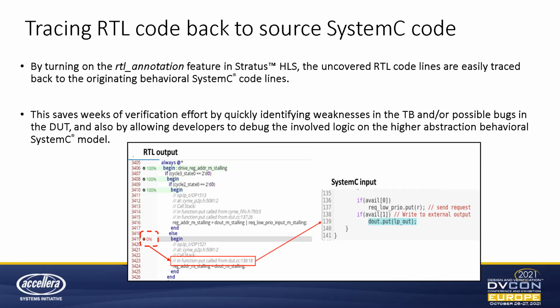And if we just look at the annotation, the comments inserted by Stratus, we will see that this line or this part of the code came from the dut.cc file line 139. So by looking at that file, it's much easier to debug and understand the functionality. This saves weeks of verification effort to identify weaknesses in the test bench or possible design bugs. This also allows developers to debug the design logic in its higher abstraction representation instead of debugging complex RTL pipelines.